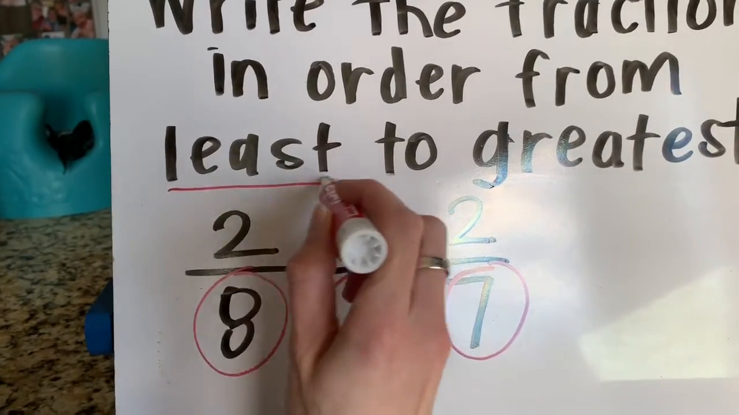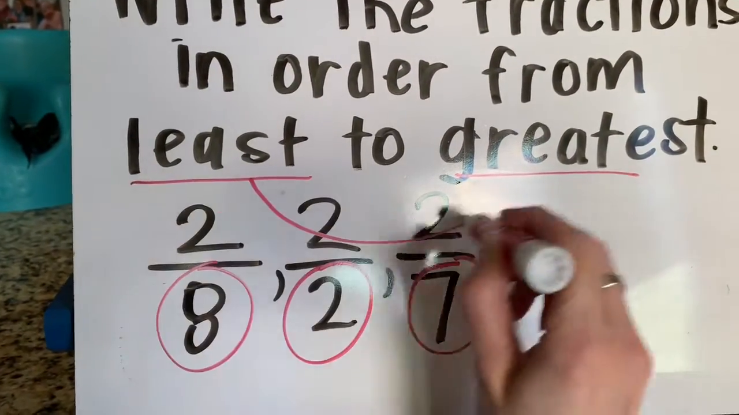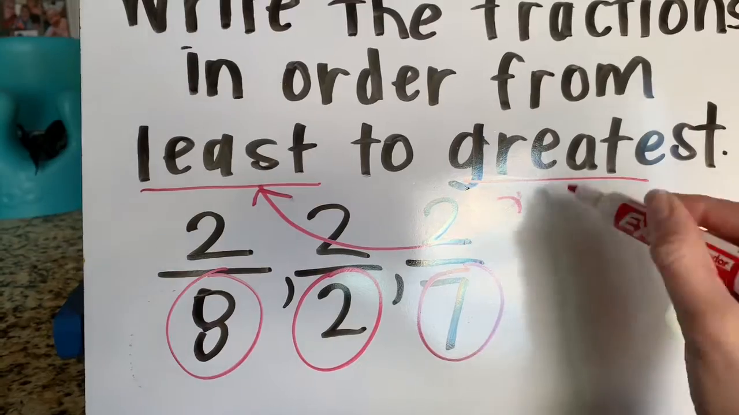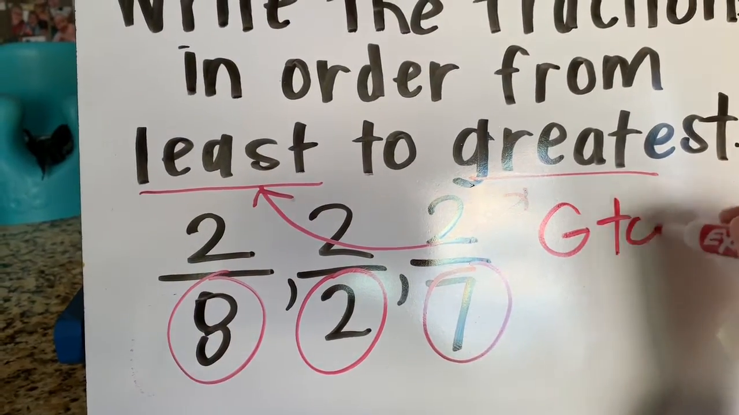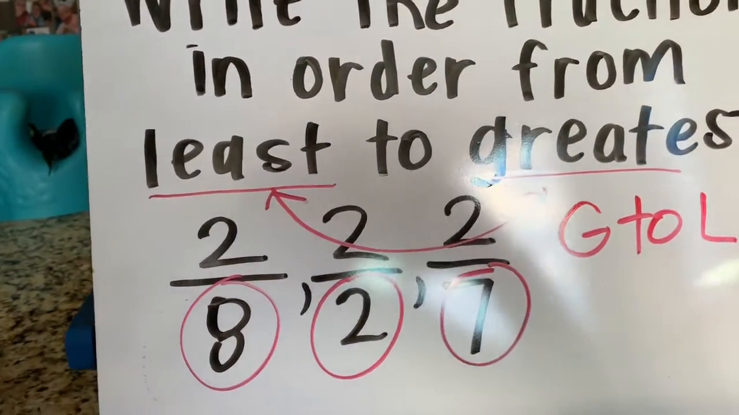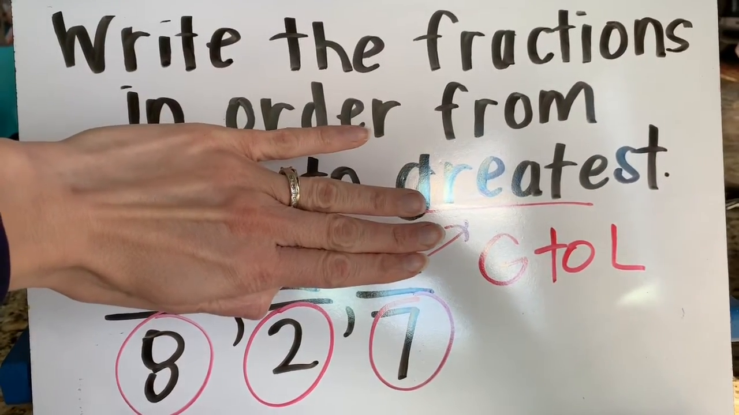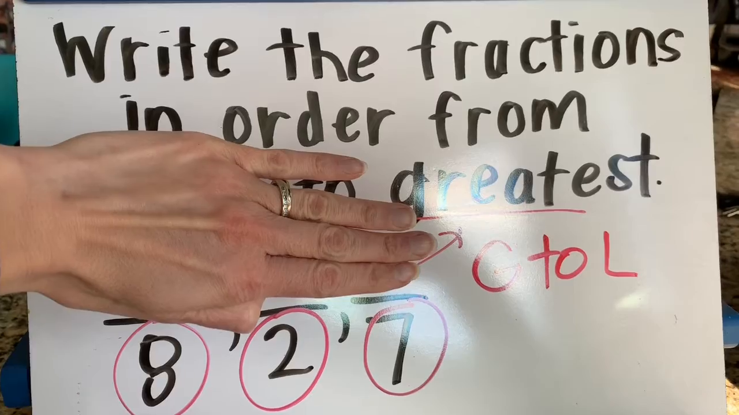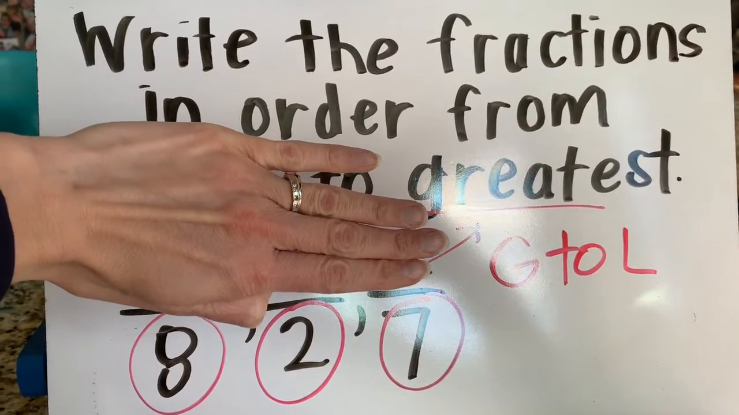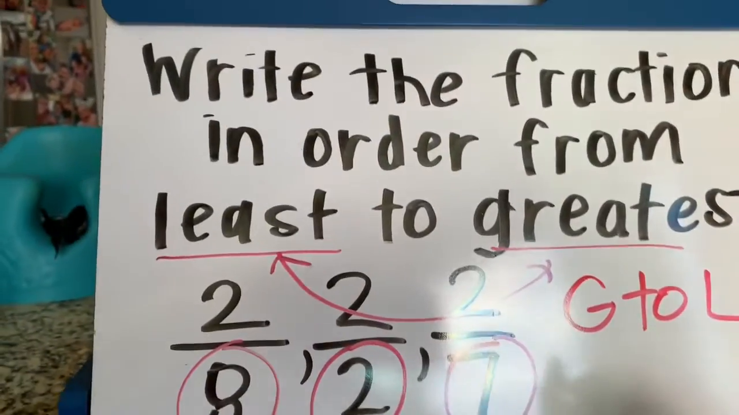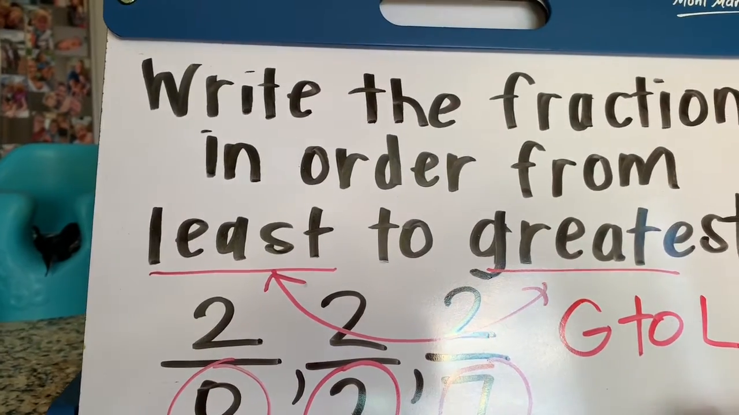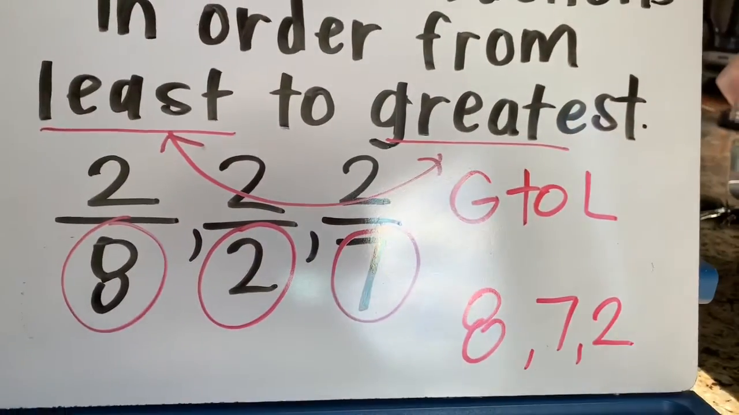No longer are we going to write it from least to greatest. We're going to switch it, and we're going to write it from greatest to least. Covering up the numerators, which of those numbers is the greatest? An 8, a 7, which one's the least? A 2. So I write 8, 7, 2.